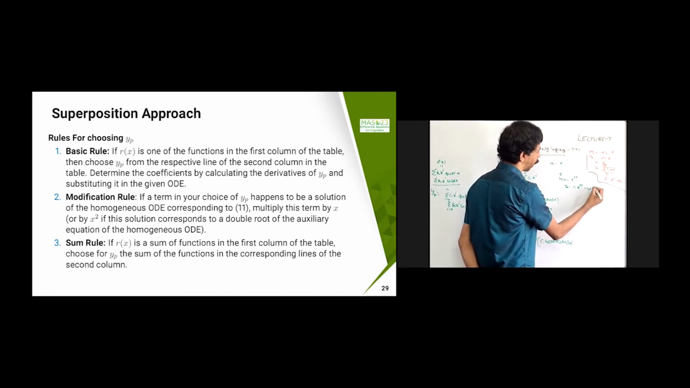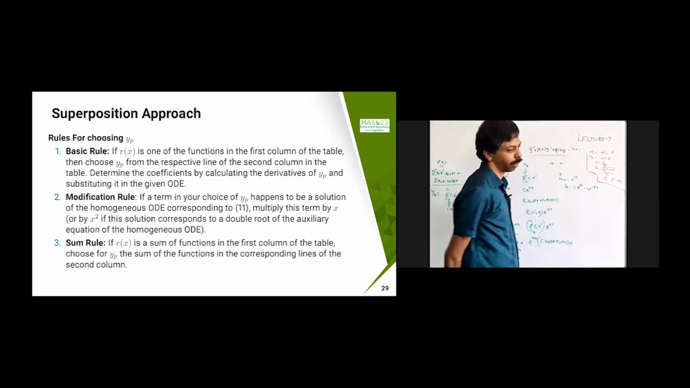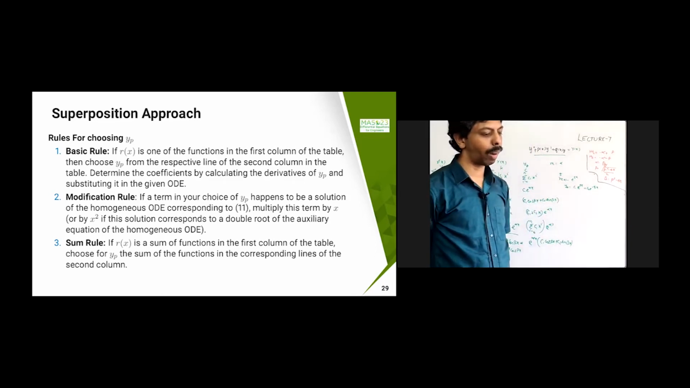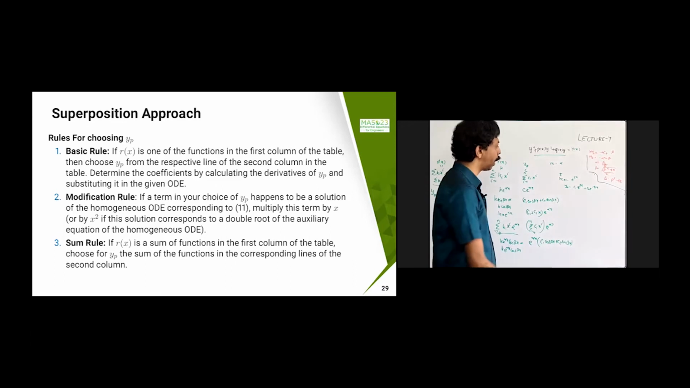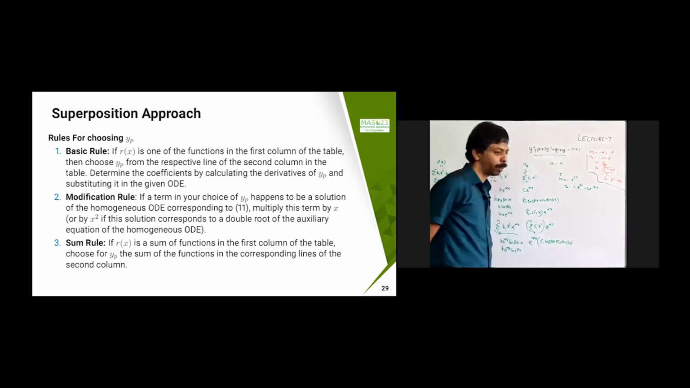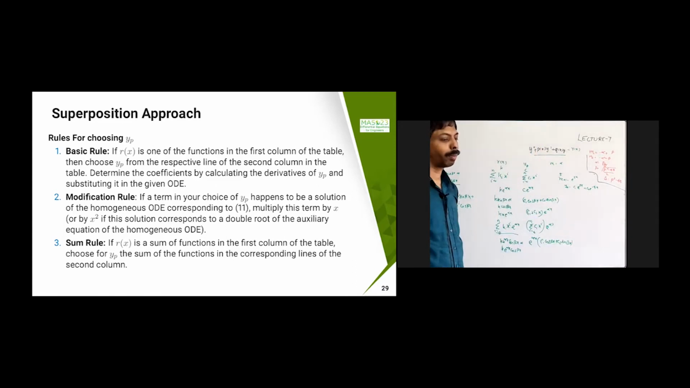Okay, let's say minus 5x is there, and then what you have, yp is also having e power 5x. So in that case, you have to multiply that by x so that you will get that. Sometimes you may need to multiply by x square, depending on the root being a double root, etc.